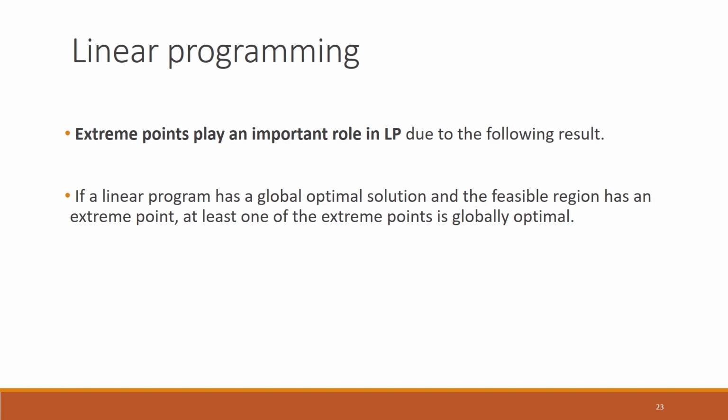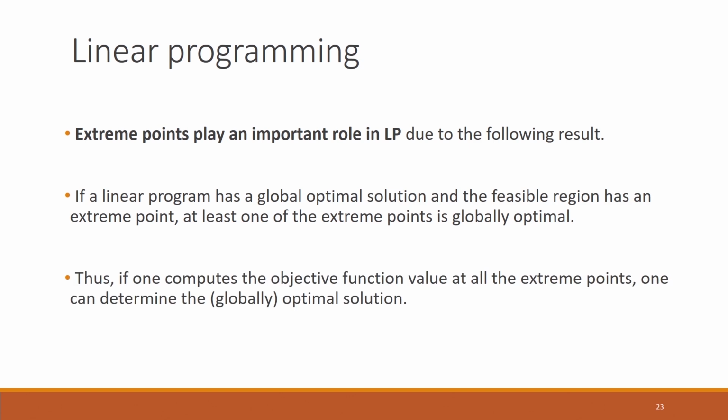It is saying that if a global optimal solution exists and the feasible region has an extreme point, at least one of the extreme points will have that optimal solution. So then you do not need to look at the interior of the feasible region. Now it can still happen that some of the optimal solutions are in the interior of the feasible region, but it is guaranteed that one of the optimal solutions will be at these extreme points or corner points. And since all of these optimal solutions will have the same objective function value, as long as we are able to find one optimal solution, we are good. Thus, if one computes the objective function value at all the extreme points, one can determine the optimal solution, or in brackets, the globally optimal solution.